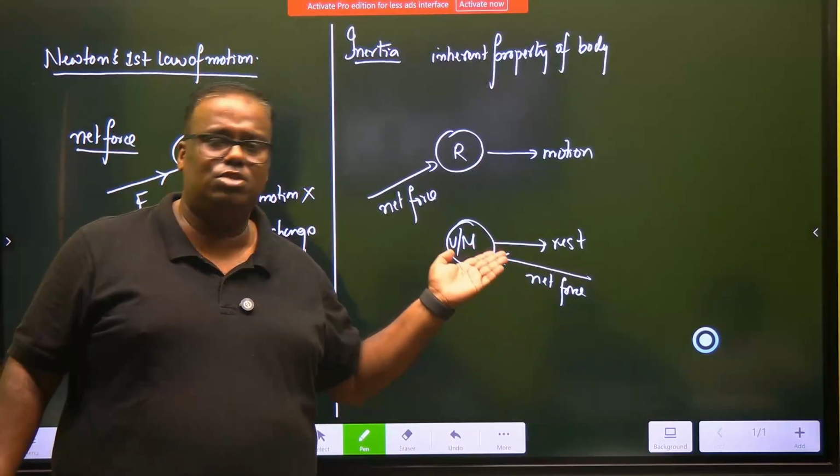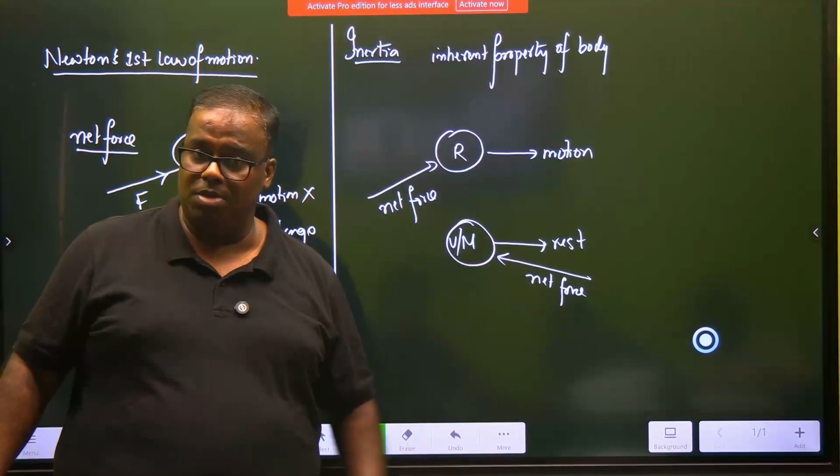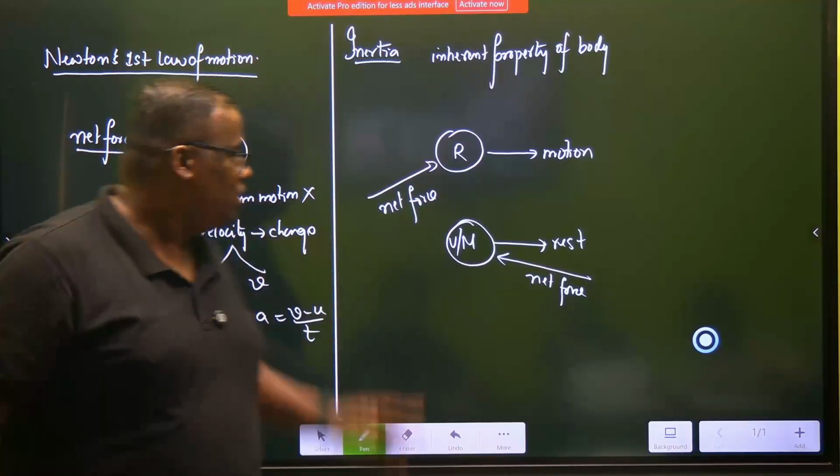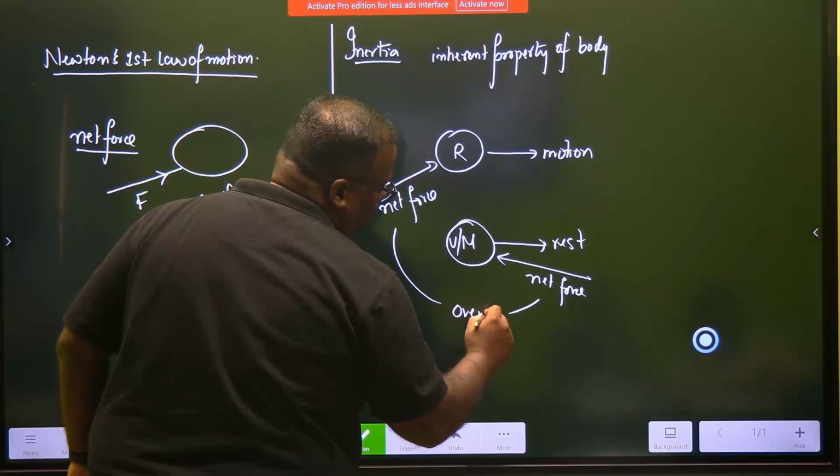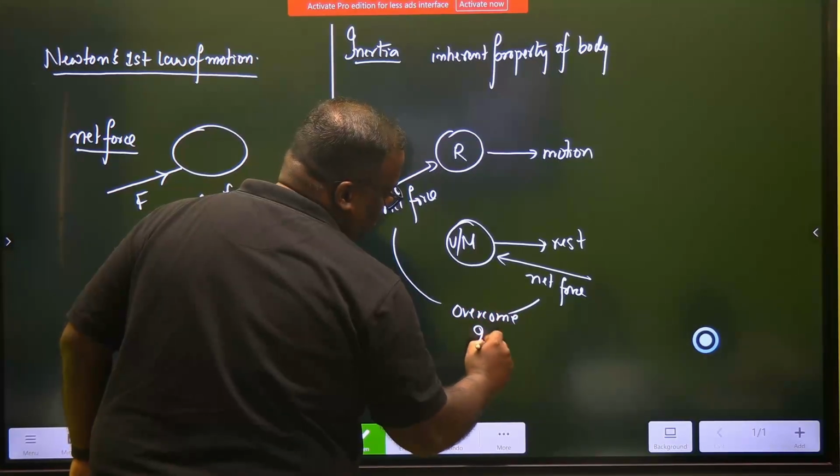You are trying to make him stop that. So what are you overcoming? You are trying to overcome his stubbornness. So this net force in both the cases is trying to overcome the inertia of the body.